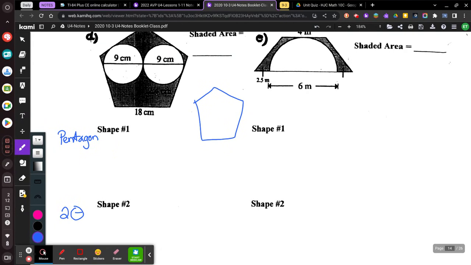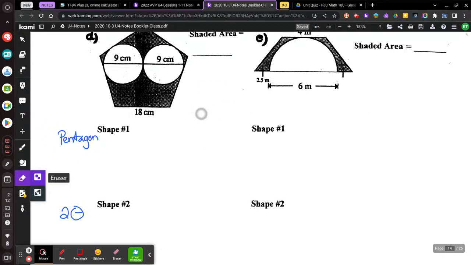Oh, that's a really bad pentagon. Hang on. I'll see if I can pull a pentagon out. Does this have pentagons here?